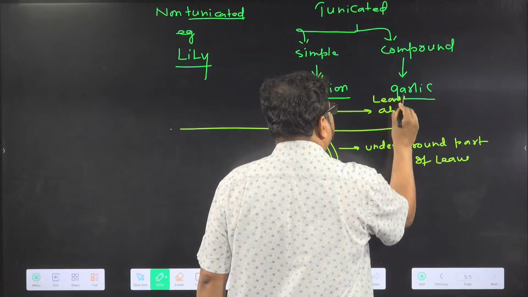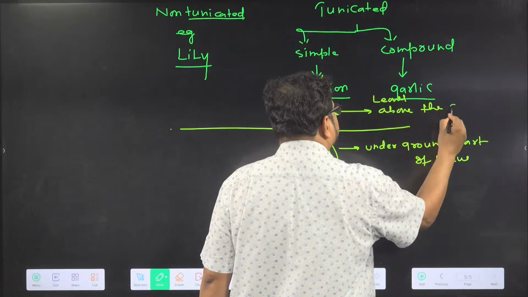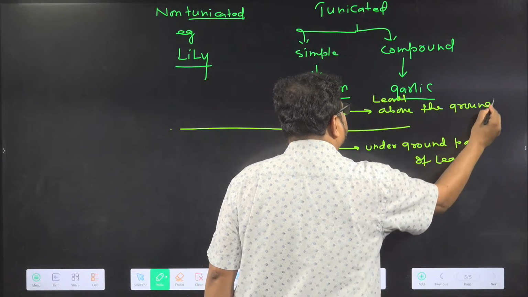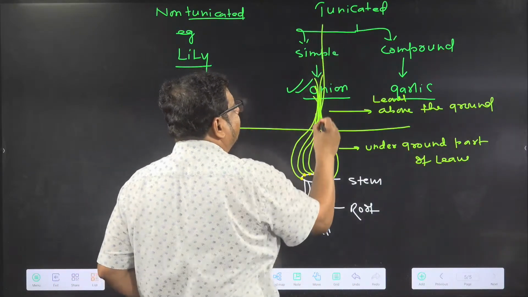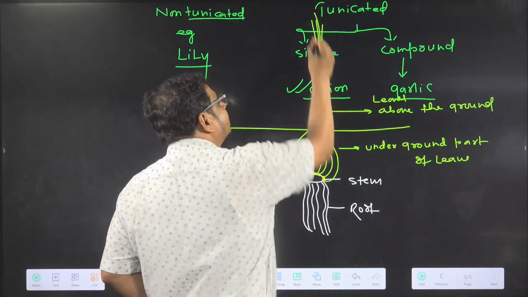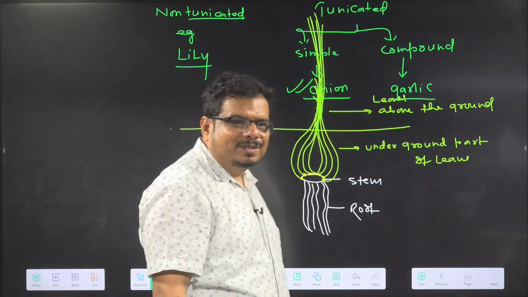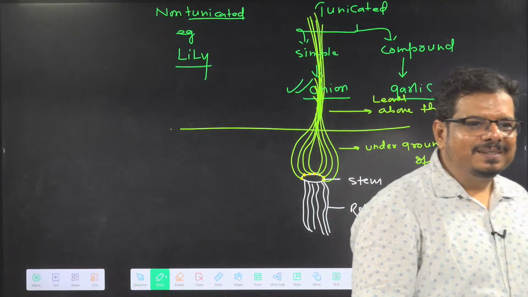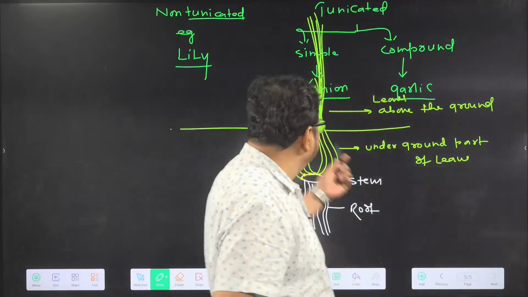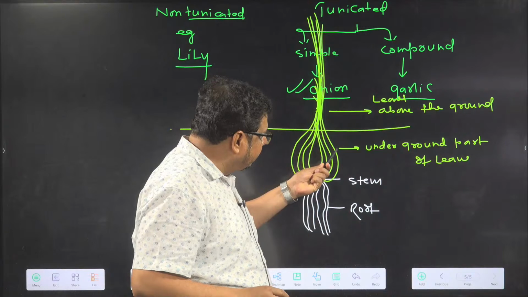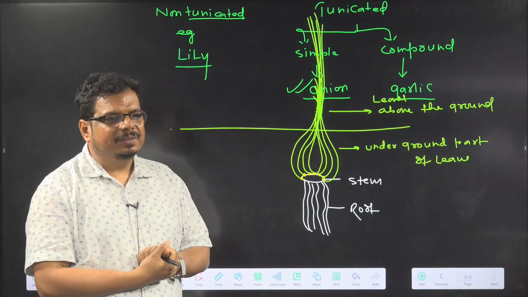Leaves above the ground. You have seen leaves above the ground in onion or not? When you go to the market, you purchase a spring onion, it is like this, no? Purchase or not purchase? Got the idea? So this is the leaf in the upper part of the ground, and this leaf is present in the underground part.